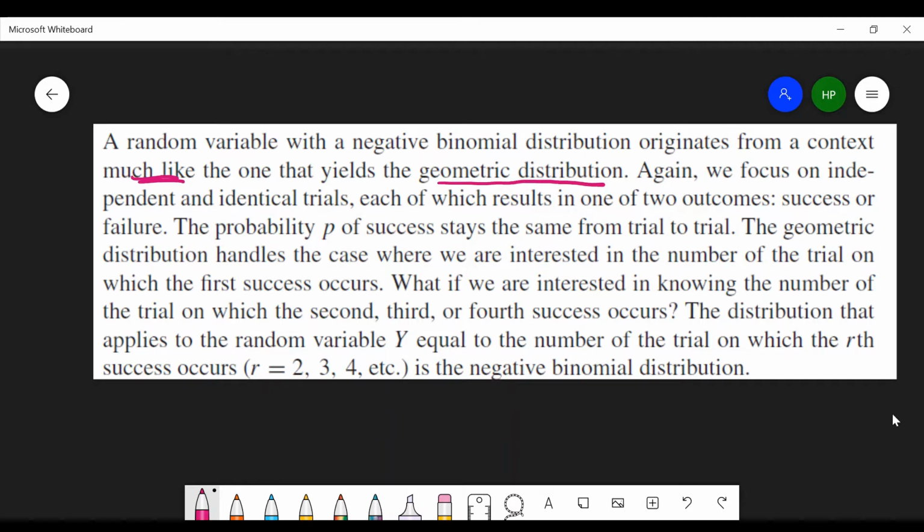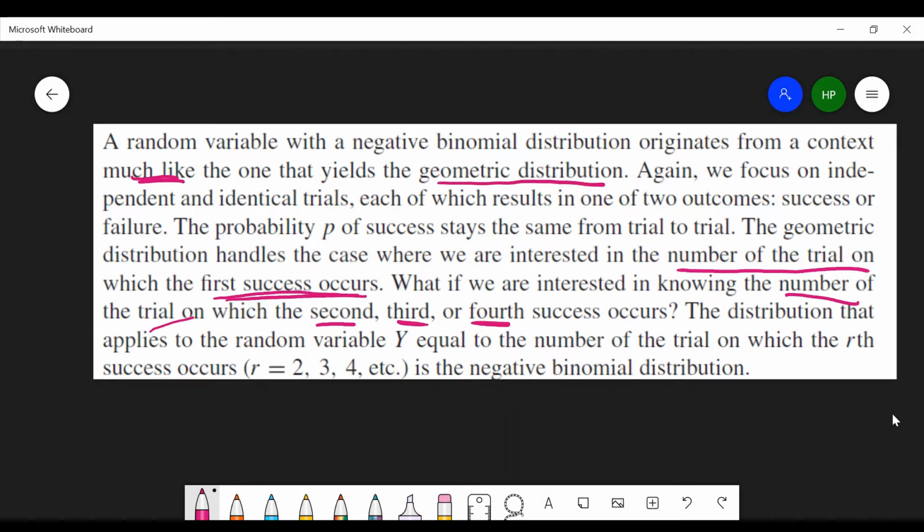The geometric distribution handles the case where we are interested in the number of the trial on which the first success occurs. Again, ang pinag-uusapan natin dito at ang gusto natin malaman is the number of trials para makakuha ka ng kauna-unahan. Whereas, what if we are interested in knowing the number of trials pa rin, pero more than the first success? So, pwede tayong second, third, fourth, fifth, and so on. In fact, pwede tayong mag-solve ng at least at most din dito, in case na ganun, na napag-usapan natin from the previous examples using other distributions.